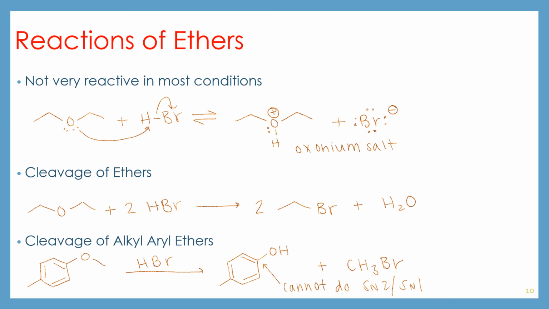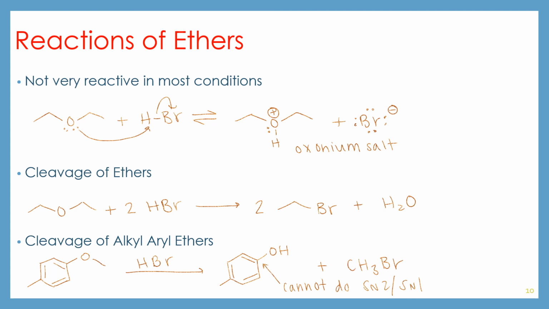So let's look at reactions of ethers. Ethers are not particularly reactive in most situations. That's why they're often used as solvents in organic reactions. But if you add in acid, you can protonate them, which would make an oxonium salt. You can also cleave an ether, break it apart, by reacting with an excess of a halogen acid.